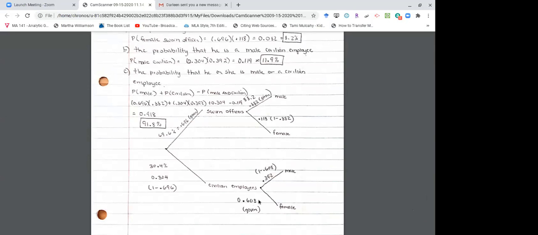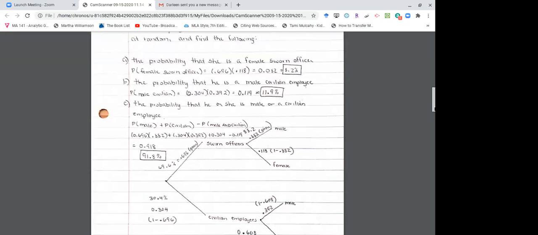Okay? Now that you have that, it's relatively straightforward to apply the probability rules and answer this question. So it says the probability that she is a female sworn officer.